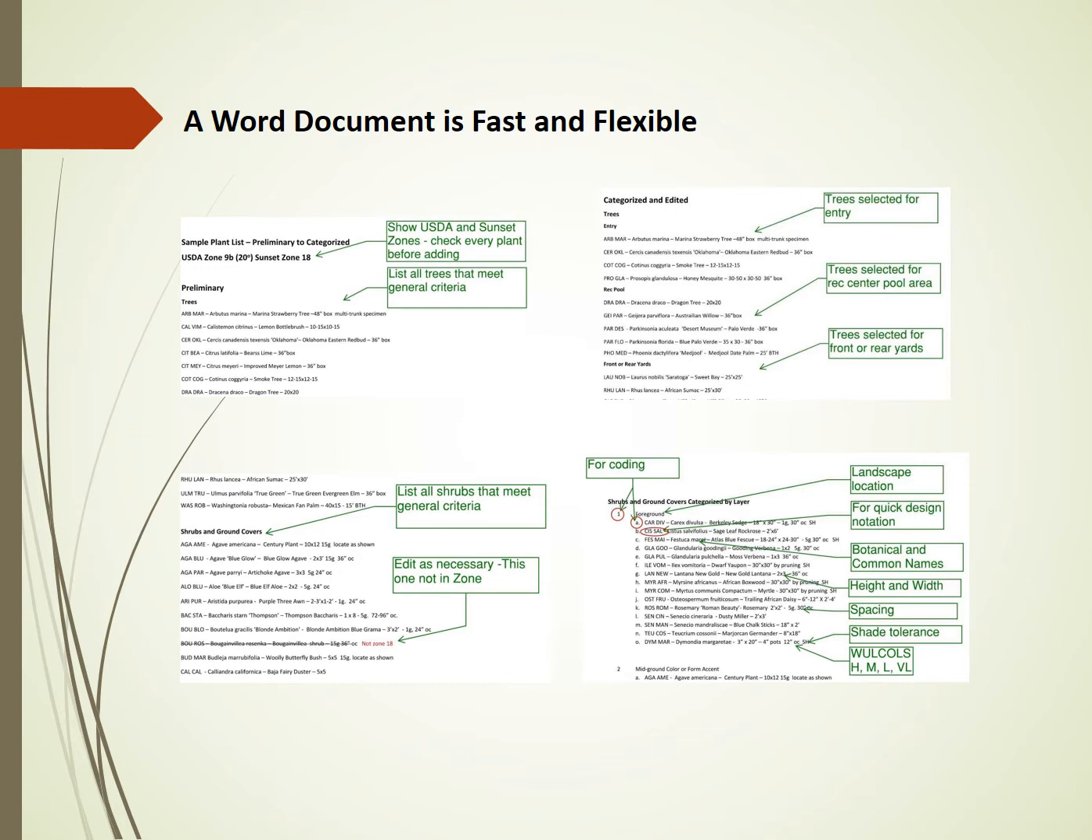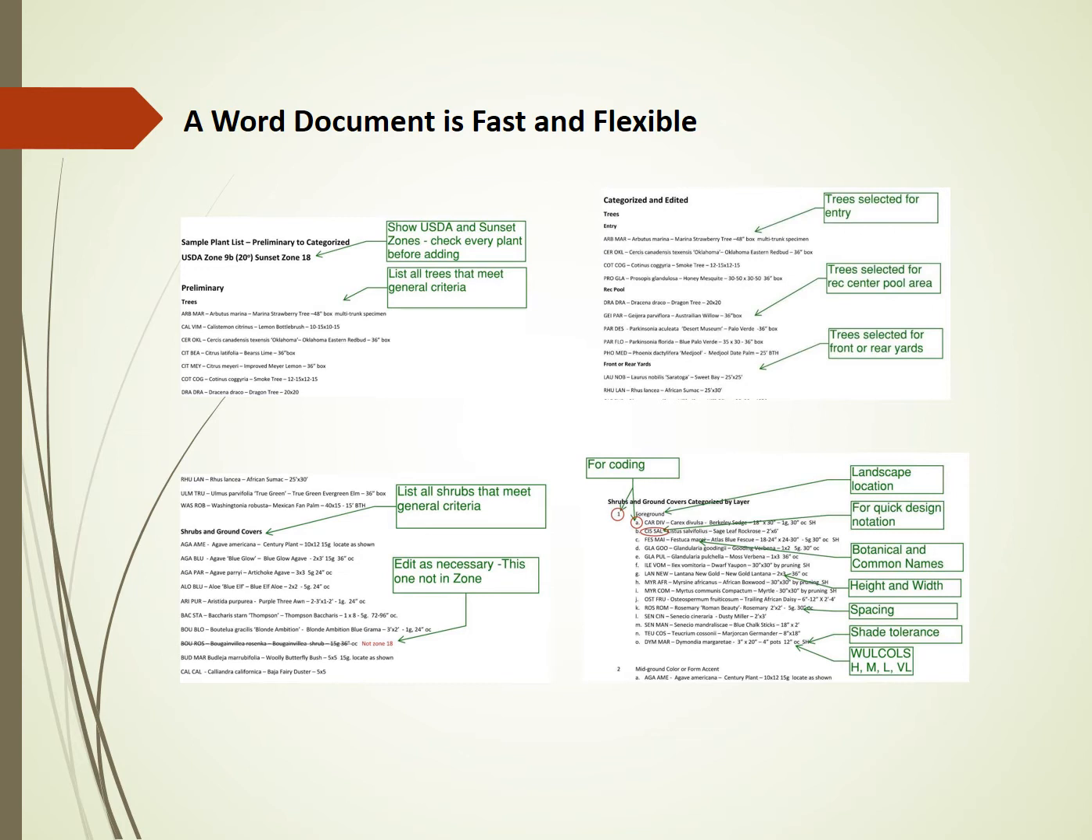In this example from a residential community with a common area and a rec center, the left side shows portions of the preliminary plant list with only 2 groups of plants. Trees, and then shrubs and ground covers. The right side shows a later iteration with the plants categorized by appropriate location on a plan. The trees are grouped with entry, rec center, pool area, or yards, and the shrubs are categorized by potential use in foreground, middle ground, and background planting design locations.